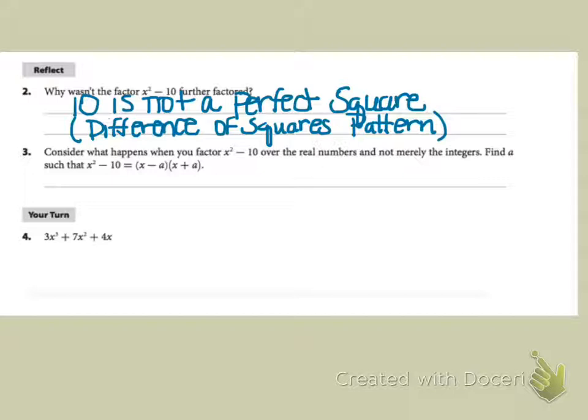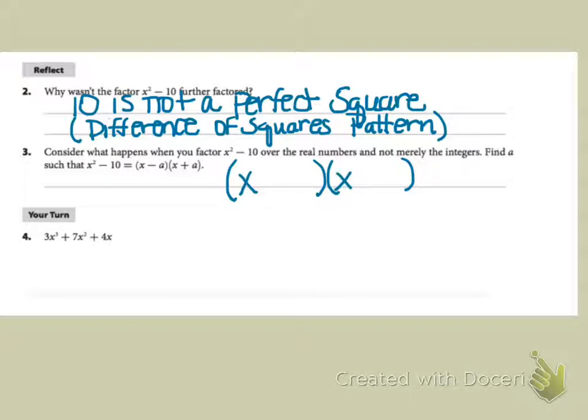Now then it says, consider what happens when you factor x squared minus 10 over real numbers and not merely integers. So now if we say, well, we just have to make sure they're real numbers, they don't have to necessarily be integers. So that would include things like decimals, fractions, square roots that are irrational, things like that. So if you think about that difference of squares pattern, what we typically do is we write 2 binomials, one that's a plus and one that's a minus.